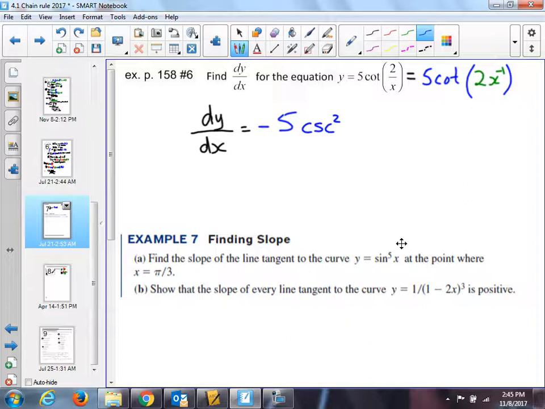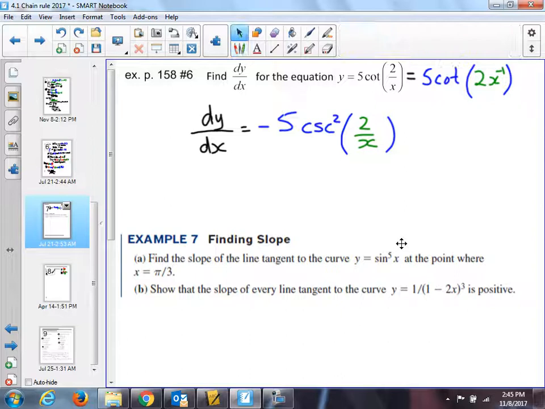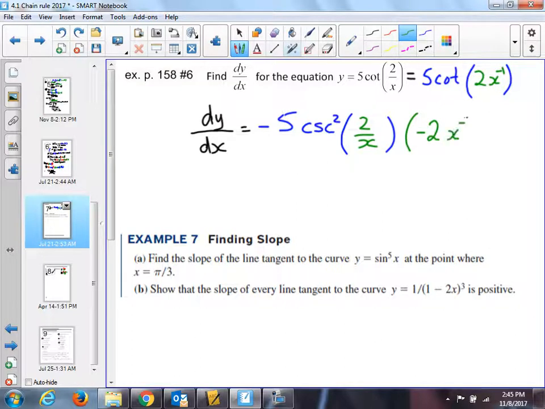And then the inside remains the same. Whether I want to put 2 over x or 2x to the negative 1, it's the same thing. I'll put 2 over x because that's what we started with. But to do calculus, I find it easier to think of it this way, 2x to the negative 1. Because now I do the derivative of the inside. And I think negative 2x to the negative 2. And that's really negative 2 over x squared.